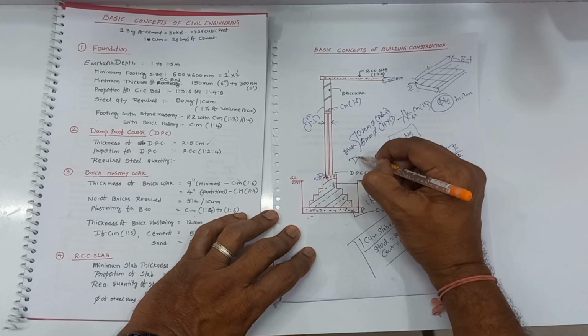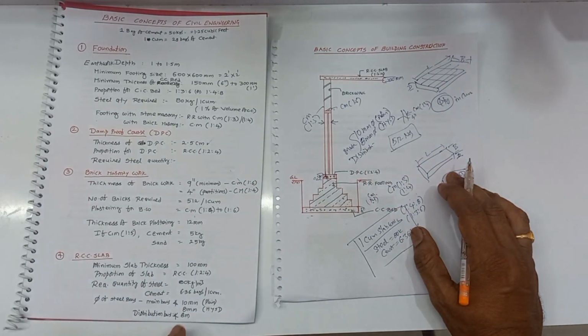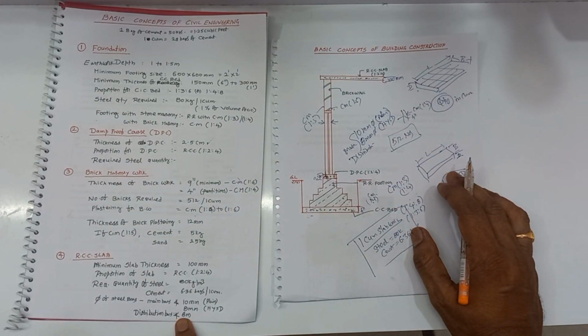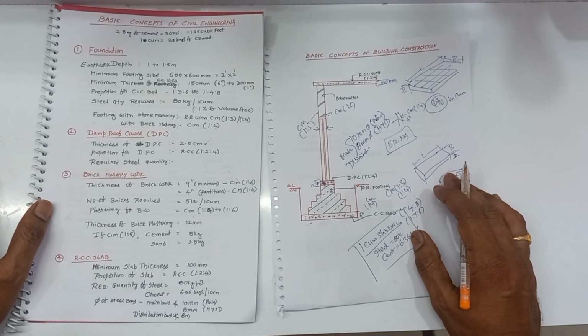For distribution bars, it should not be less than 8 mm. This is regarding the slab materials.